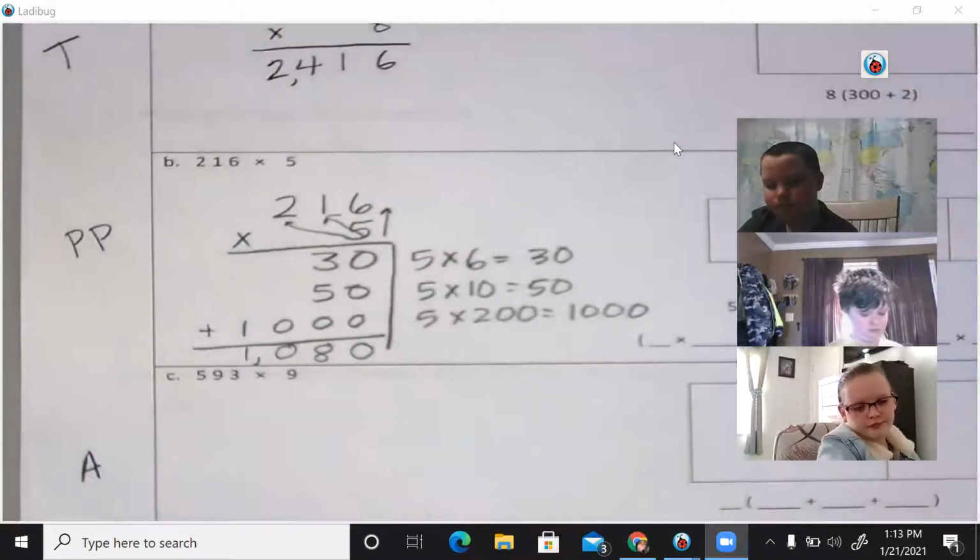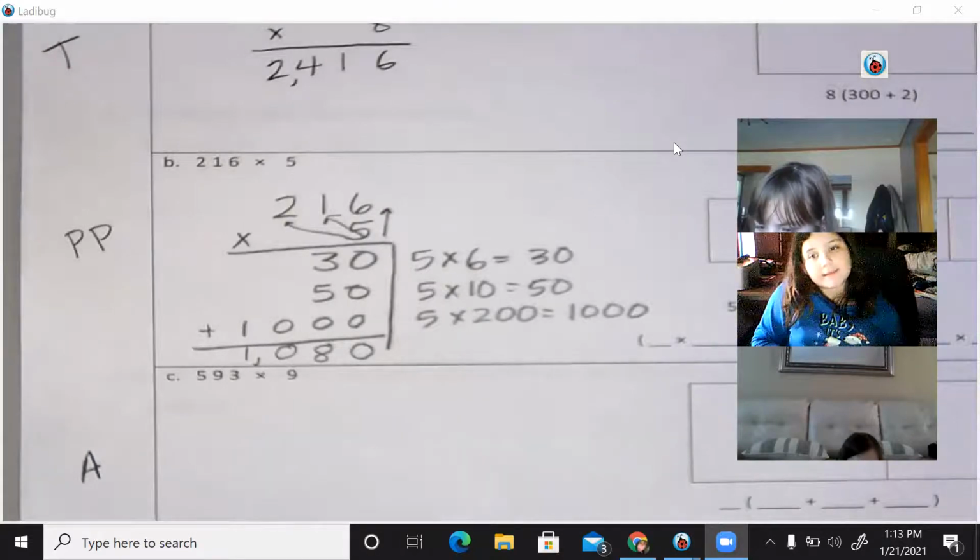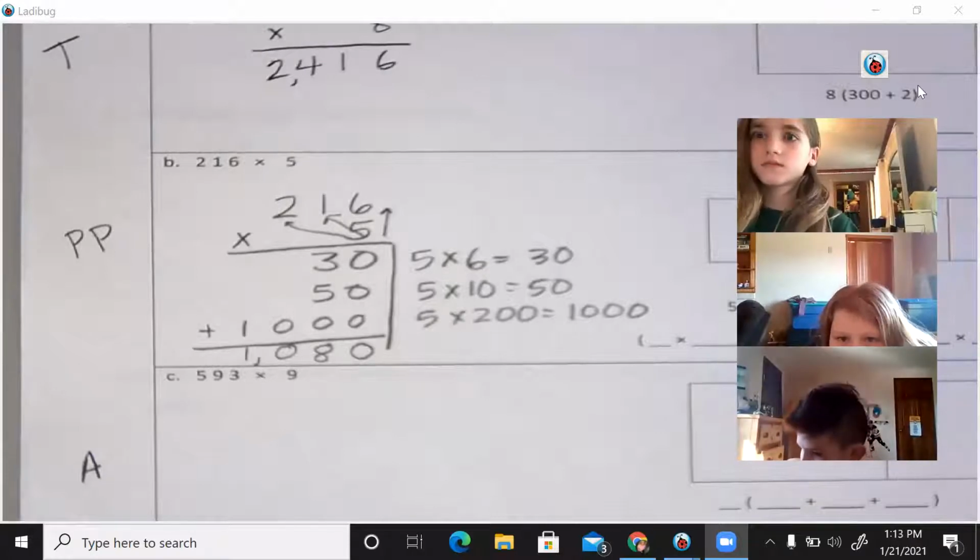Very good. Nice job. You guys are catching on, which is good because next week, you know what we're getting into? Big, long, multi-step story problems.